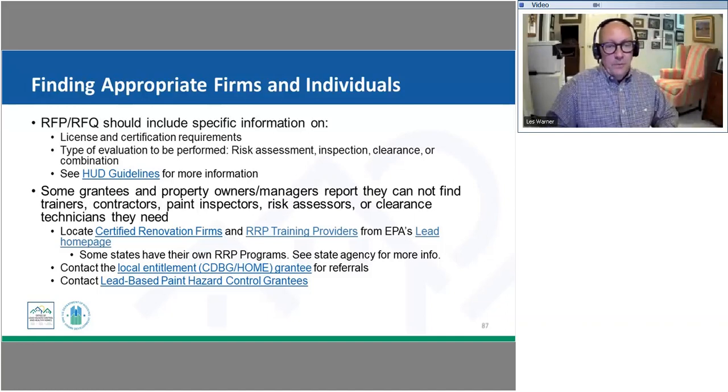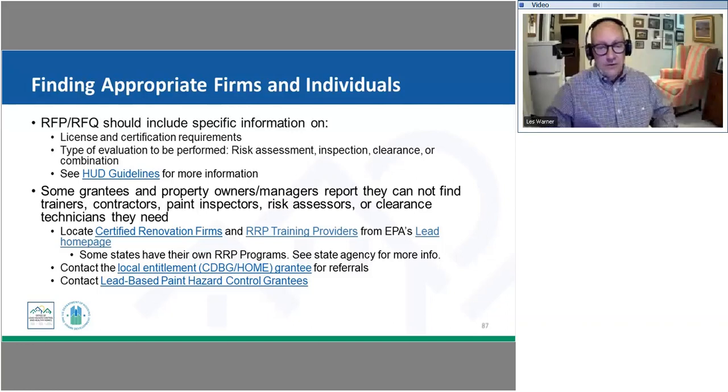In some cases, we've had grantees or property managers saying that they've had difficulty identifying trainers, contractors, appropriately certified folks. So we've also provided a couple of links here. The EPA provides a list of certified renovation firms and RRP training providers. So, if you were going to be encouraging your staff or other existing contractors to get the certification, you'd be able to track down those leads for that.